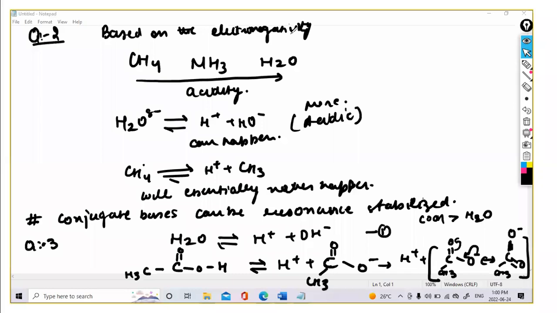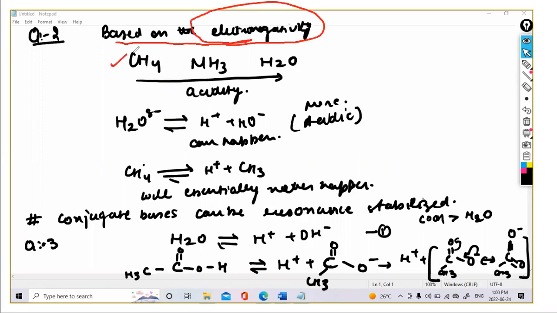Let's go ahead and talk about the categorization of acidity on the basis of electronegativity. For example, I have these three acids here: CH4, NH3, and water. What would be the acidity trend, in which way will it be increasing and in which way decreasing? As we know from the definition, an acid can easily give away a proton, right? So if we talk about water, this is how water looks.